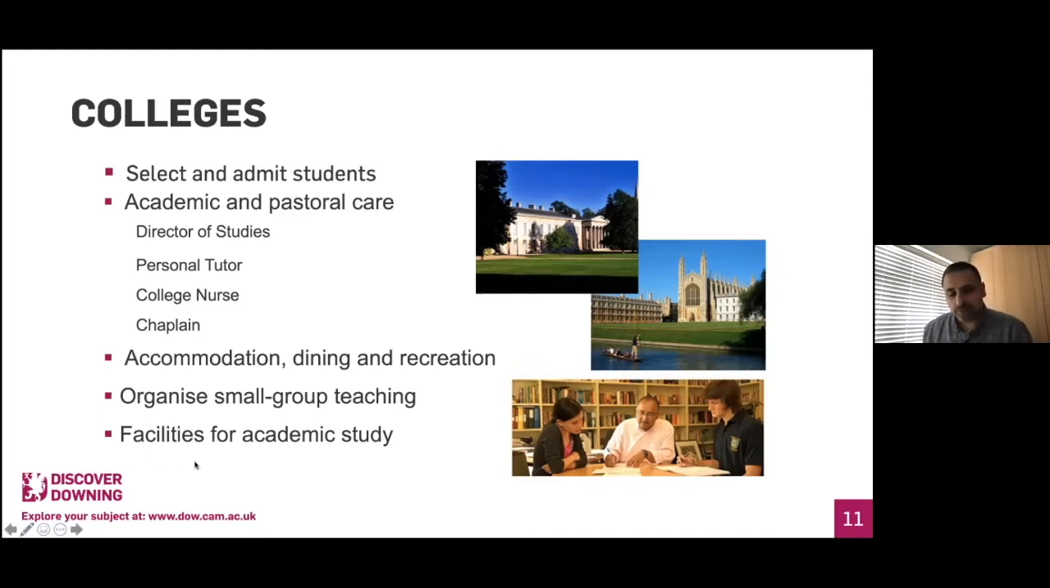Lastly, colleges also provide a whole range of academic study spaces and facilities. Every college will have a library, and have quiet spaces and study spaces around the college facilities for students to use. At Downing, we have a library which, in normal times when there's not a pandemic, is normally open for students 24 hours a day throughout term.